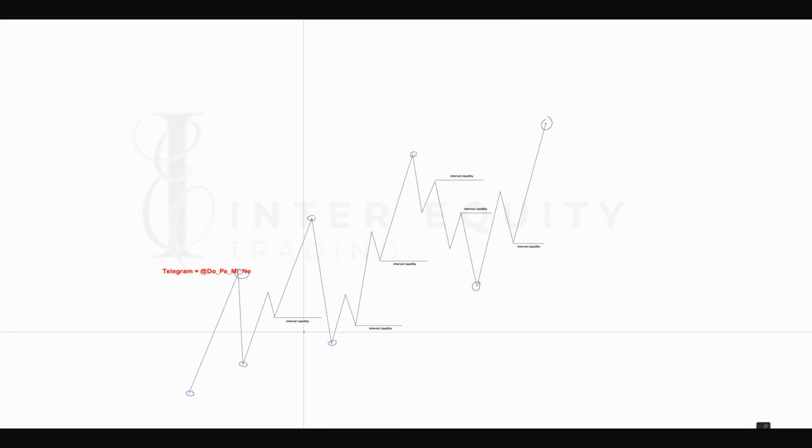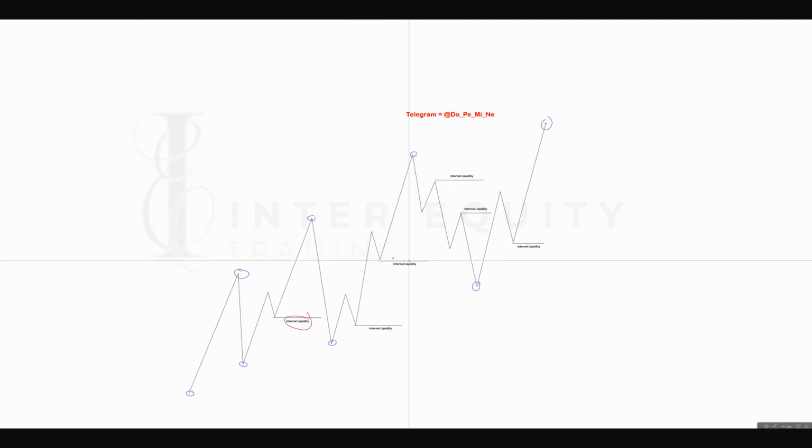So look how, after printing this external high, the market literally pulls back, coming for this internal liquidity, okay? And then once this internal liquidity is swept, the market moves in the opposite direction and hunts for the external on the opposite side, okay? And then it hunts for this. And then the market goes up, right?